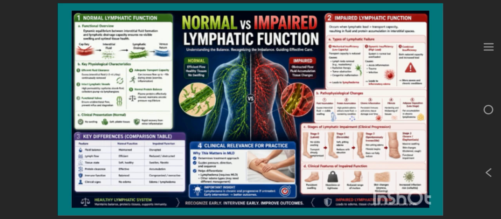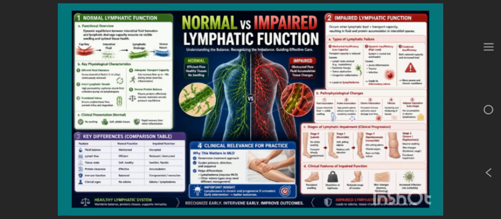The fourth key physiological characteristic is adequate transport capacity. Here, the lymphatic system can increase flow up to approximately 10 times during stress. For example, exercise can be a stress, and mild inflammation can be a stress. The fifth physiological characteristic is normal protein balance. Here, plasma proteins are effectively cleared from the interstitium. Secondly, it maintains oncotic pressure equilibrium. These 5 are the key physiological characteristics.